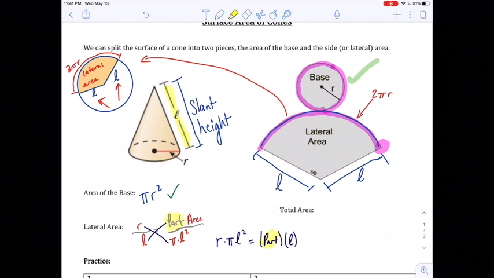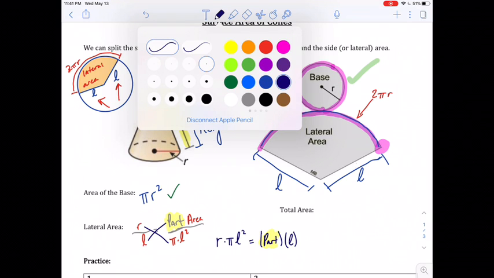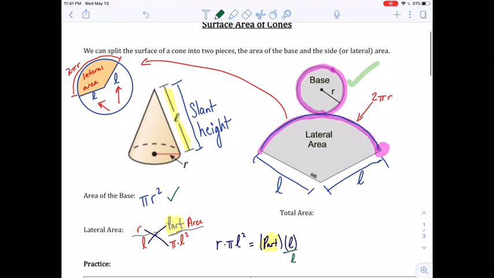And if I'm trying to solve for this, what do I need to get rid of? Well, I've got to get rid of L. So I can get rid of the L's, and I'm left with the part that I want is equal to pi times r times L squared divided by L. If I cancel out one of these L's with this L, then my lateral area is pi times r times L equals the lateral area of my cone.